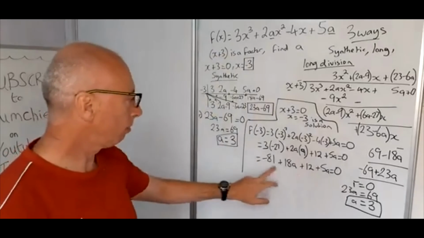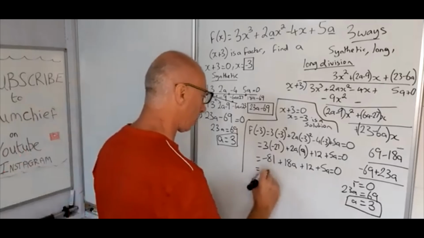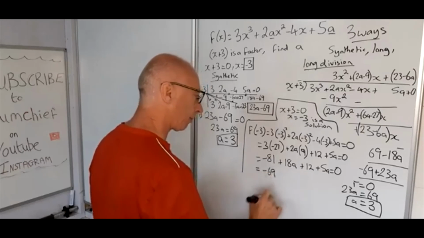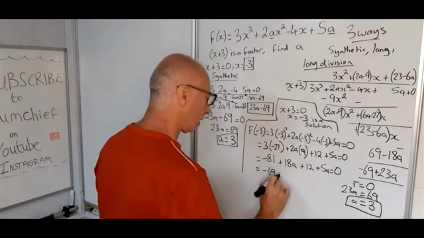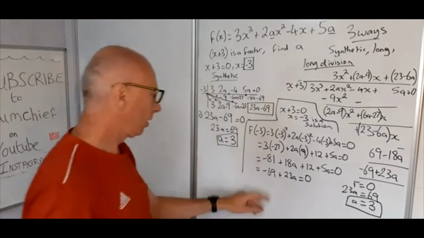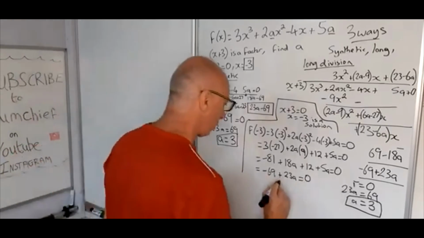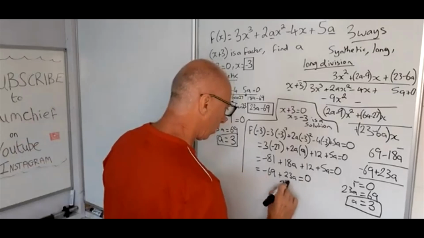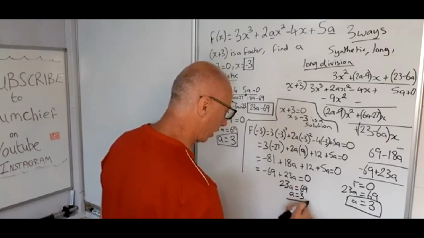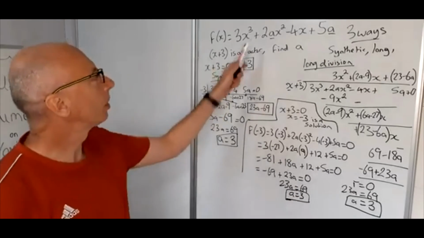Okay, let's just mix up the like terms. So the coefficient minus 81 plus 12, so minus 69. 18a plus 5a is 23a, and that's all familiar. 23a and minus 69 has turned up again, and as we know, as before, 23a equals 69, a equals 3. And there's 3 ways there to solve this polynomial.